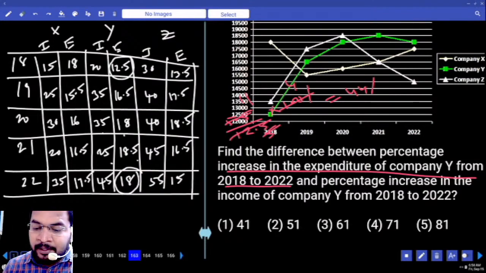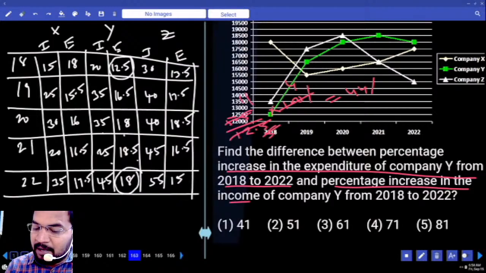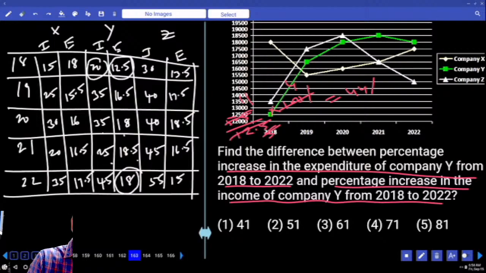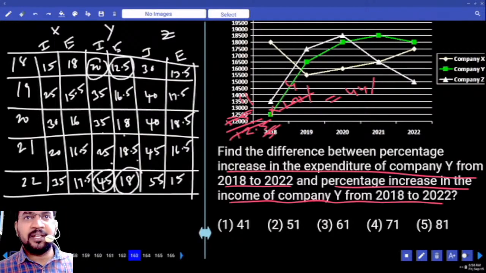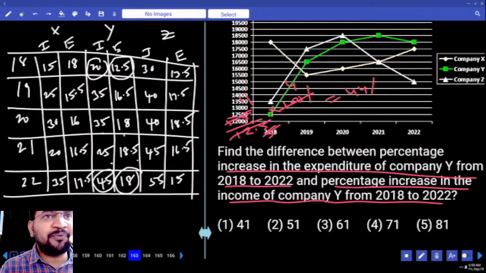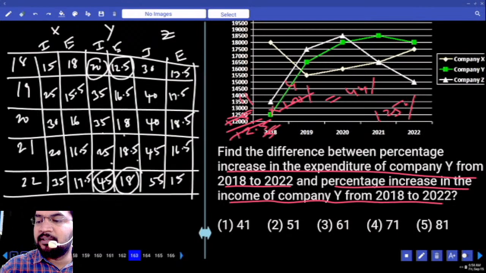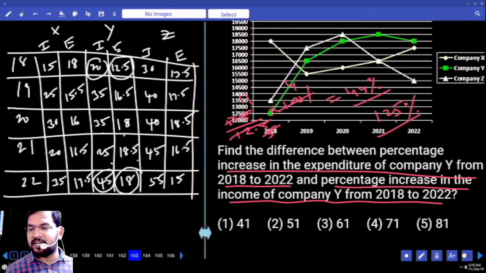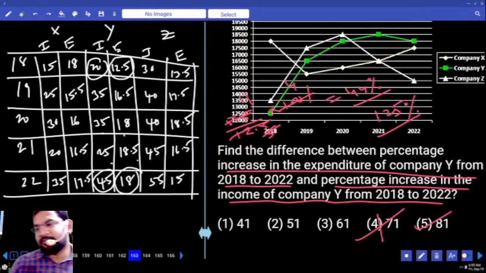44%. Next, the percentage increase in the income of company Y from 2018 to 2022. Income is 20 to 45. How much increased? 25 increased, 25 from 20. 25 by 20 is 5 by 4, which is 125%. They are asking the difference. Here 44%, here 125%. The difference is 56 plus 25, 81. Yes, the difference is 81.